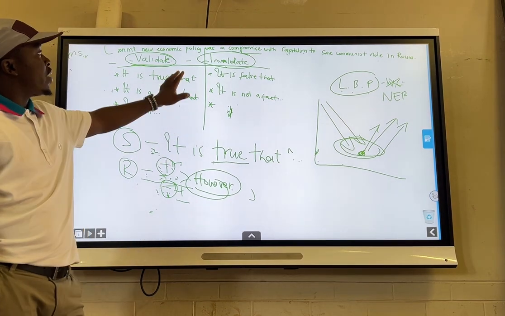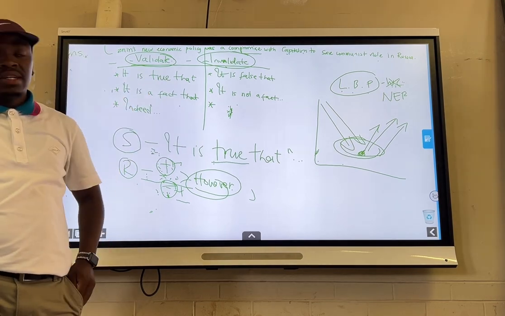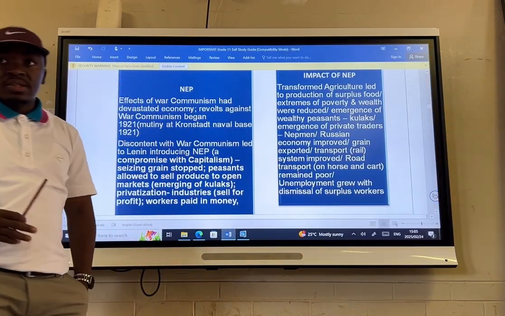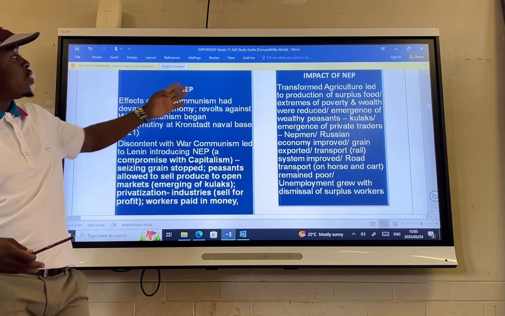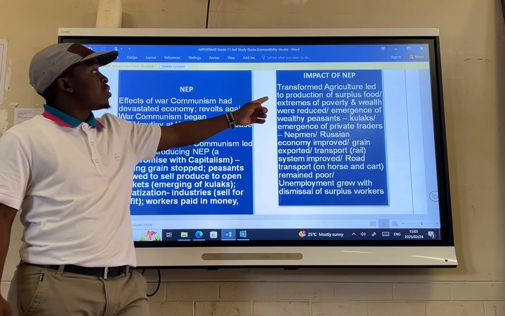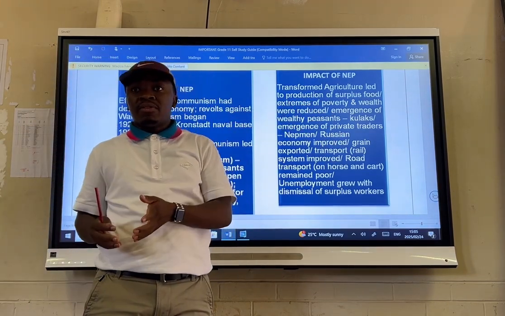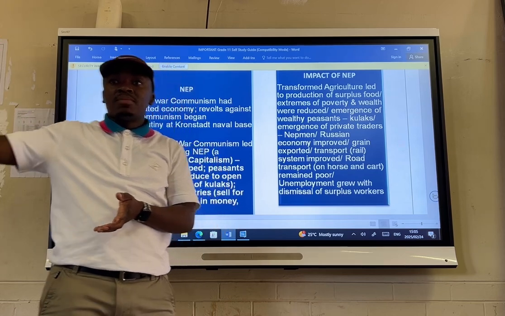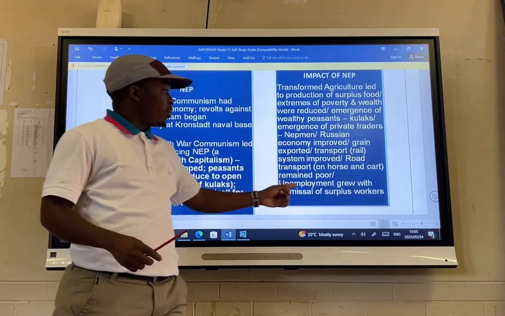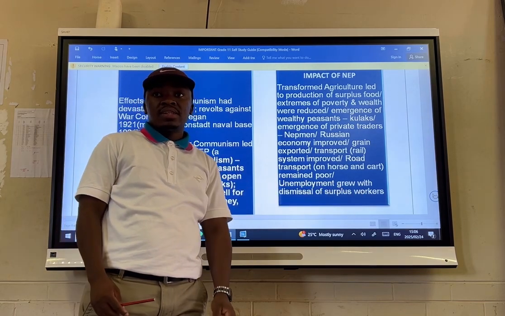You are saying it is true that Lenin's economic policy was a compromise with capitalism to save communism in Russia. You need to give us a reason. You are going to say, for an example, because the NEP transformed agriculture and led to a production of surplus food after allowing people to own things privately, as stipulated in capitalism. However, unemployment grew with dismissal of surplus workers.